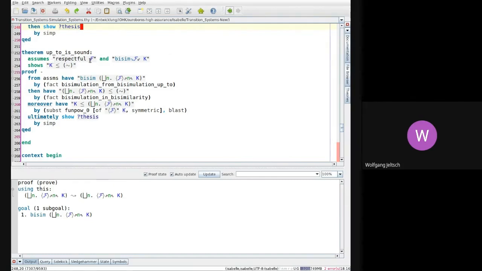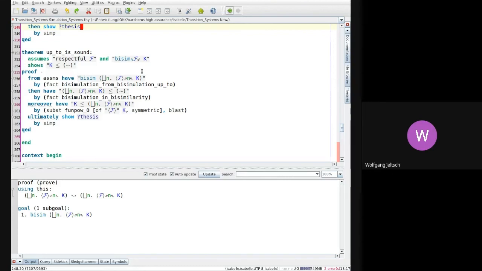So assuming we have a respectful function f, and k is a bisimilarity up to f. This is what the user gives us. So the user picks some function f, and as I said, this function f is composed from trivial respectful functions by some operators, and then we have this little automated prover that uses these preservation lemmas to show that f is respectful. So this is an easy thing.